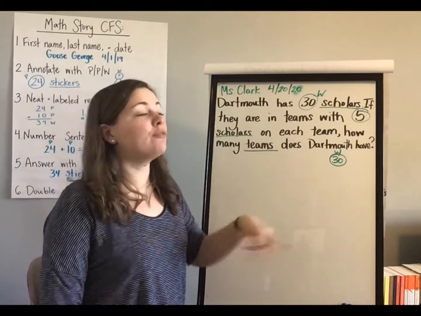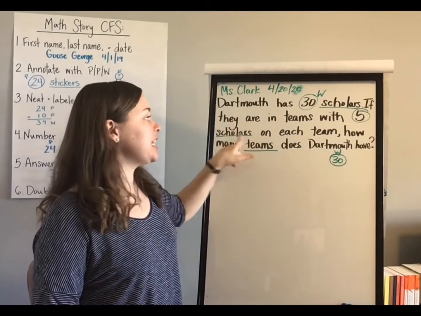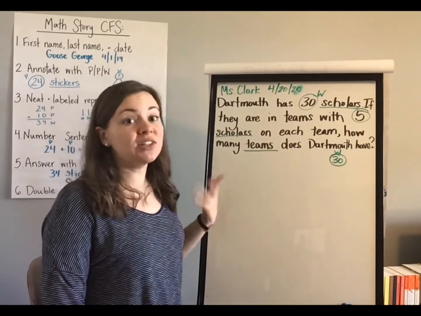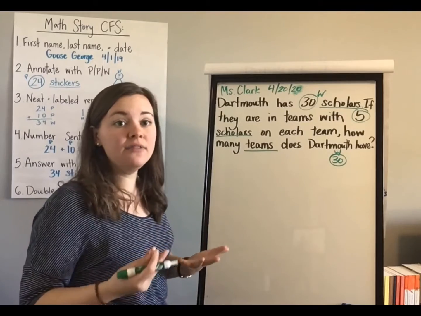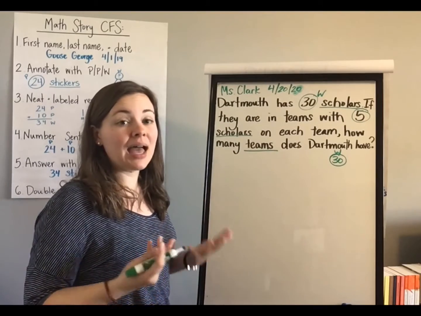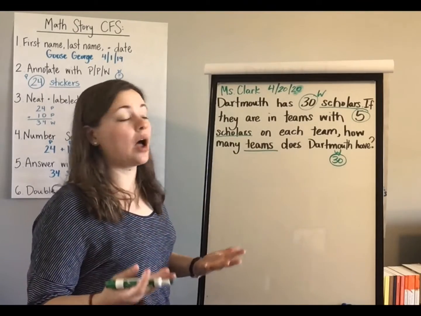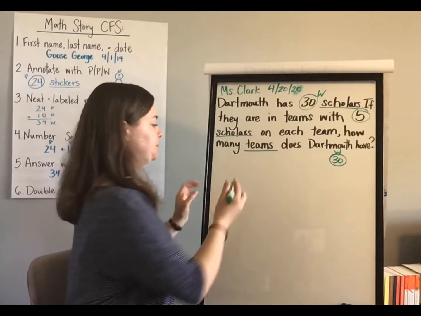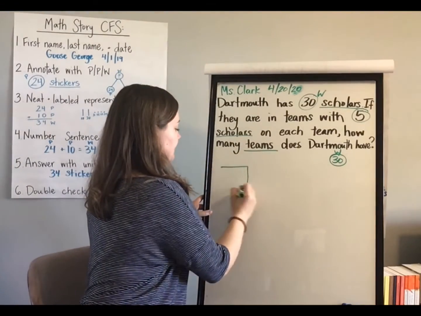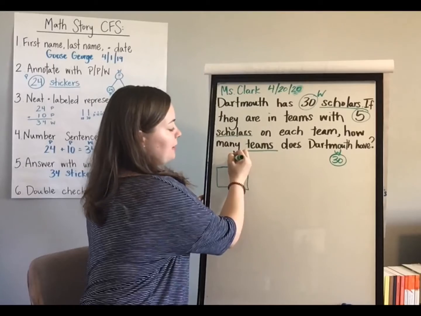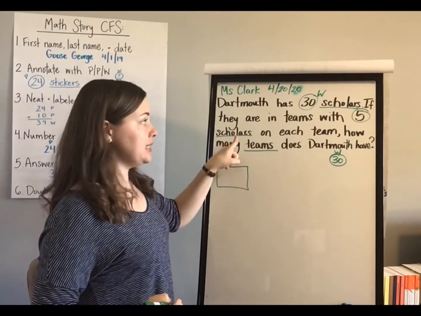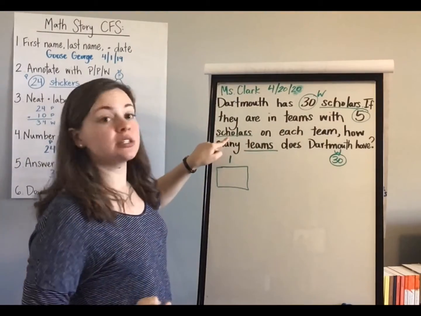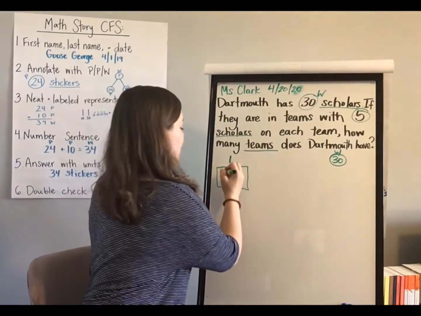But I do know from the problem that on each team there are 5 scholars. So I can start there. I'm going to just go ahead and represent each of the teams and label as I go. Watch me. This is going to be my first team. And I know that on this team, because on every team, there are 5 scholars. Let me go ahead and put 5 scholars in there.